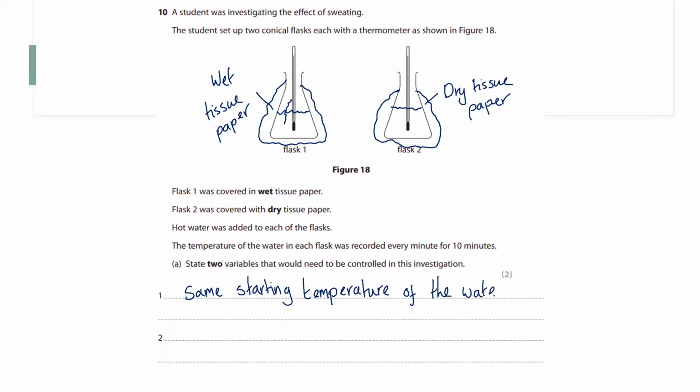And also the same volume. So volume is a good word, not amount, volume. So same volume of water in each flask. Okay, you could have other things. Well, you could have same mass tissue paper. You could have had that one.